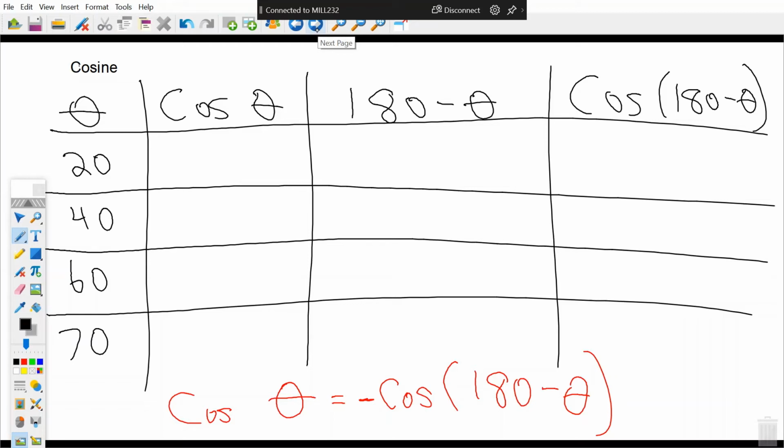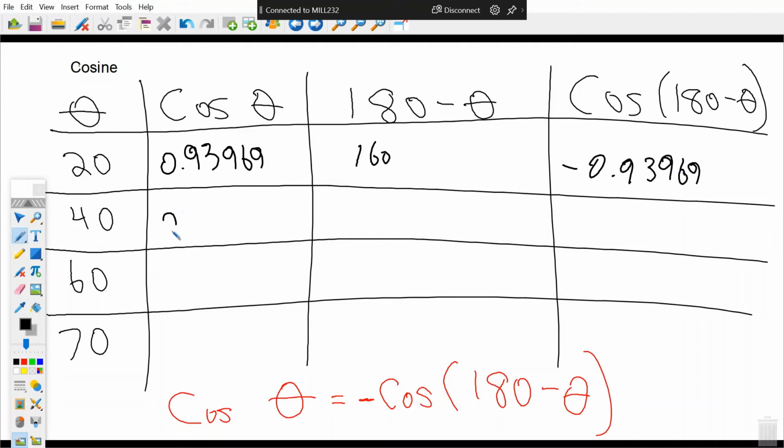Cos of 20 is 0.93969. 180 minus 20 is 160 again. And the cos of 160 is negative 0.93969. Okay, we'll do one more.